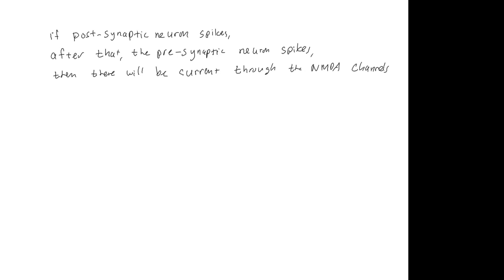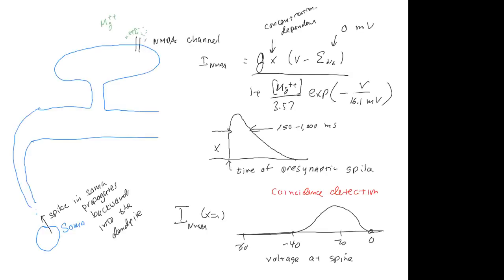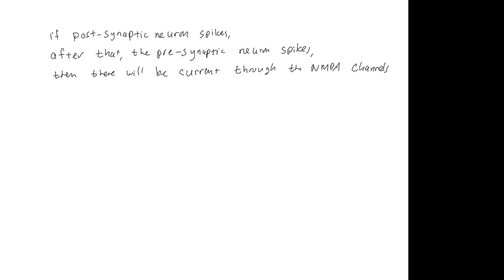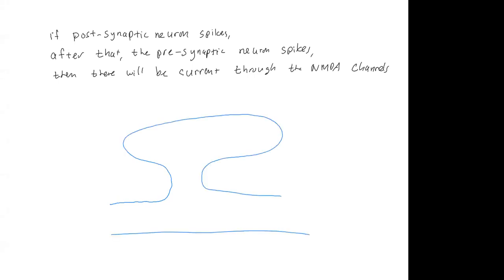And so I mentioned this last time. I probably should have mentioned it earlier. So what happens when current flows through the NMDA channels? A fairly complicated process ensues. Actually, I'll do it on a new page. So this is complicated and kind of important. So we have our spine. Okay. So the NMDA channel.